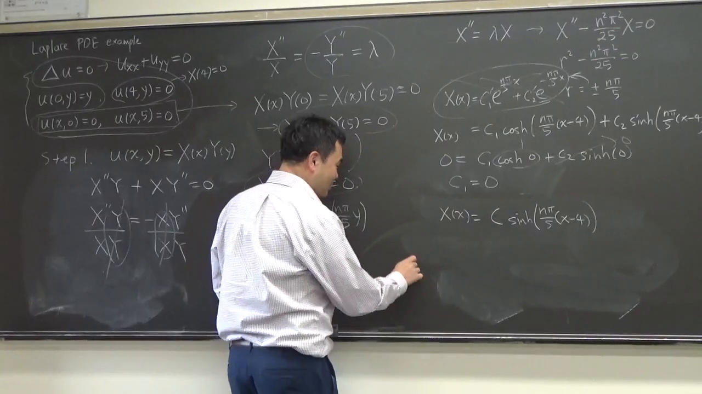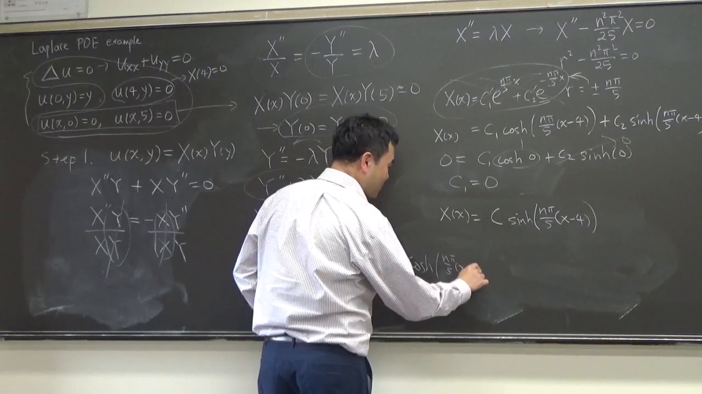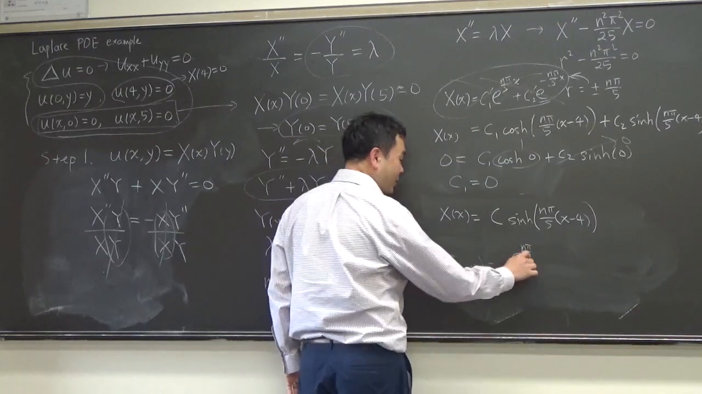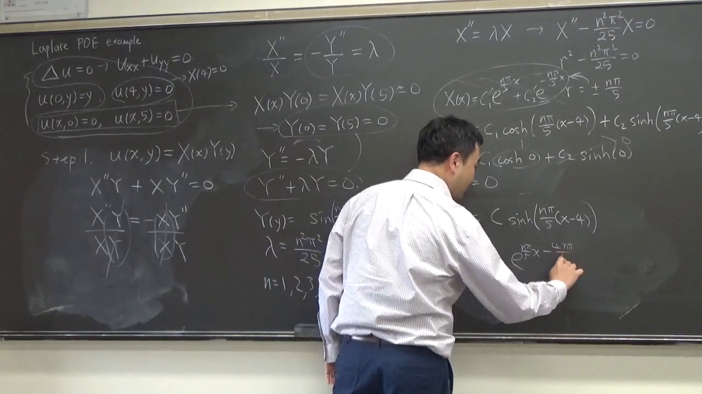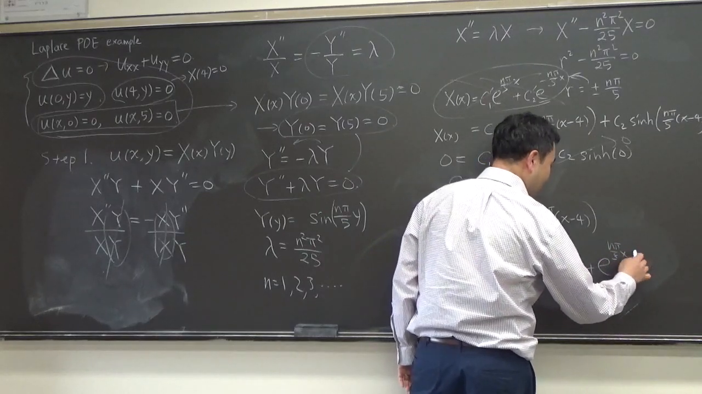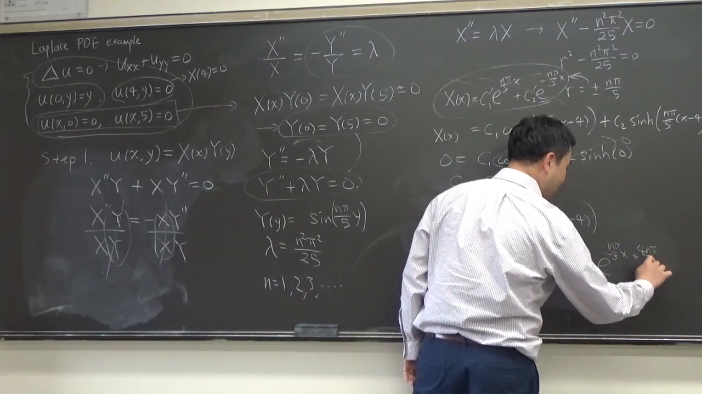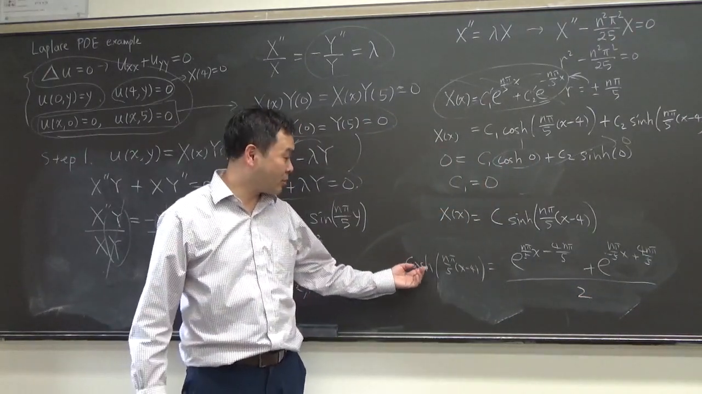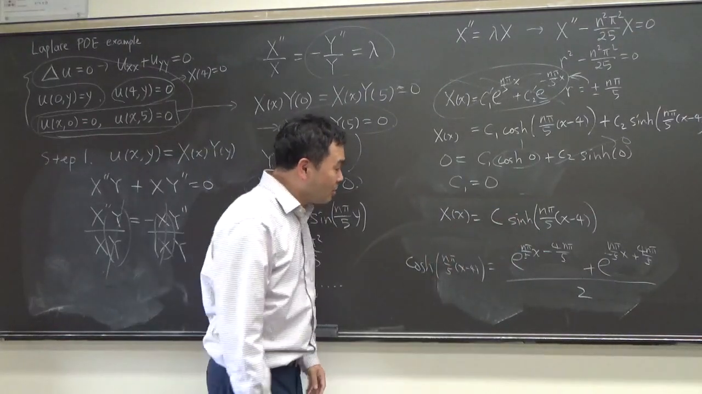It takes a while, but let's see. Cosine hyperbolic of n pi over 5 times x minus 4 is e to the n pi over 5 x minus 4 n pi over 5, plus e to the negative n pi over 5 x plus 4 n pi over 5, over 2. Is that okay? If I just use the definition that cosine hyperbolic of x is e to the x plus e to the negative x over 2. But then, think about what this is.